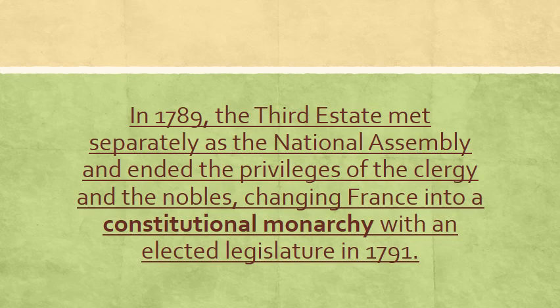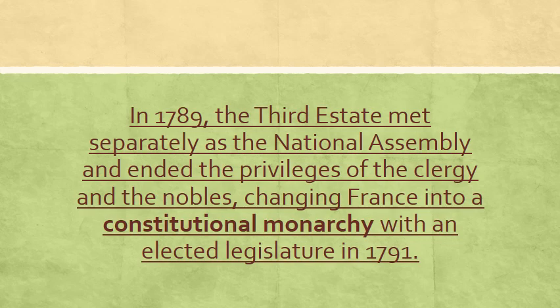So in 1789, they meet as their own political group because they're not allowed in normal politics. The Third Estate meets as their own National Assembly, and they end the privileges. They say, you know what? We're most of the population, so the clergy and the nobles, they ain't got nothing anymore. They ain't got no privilege.